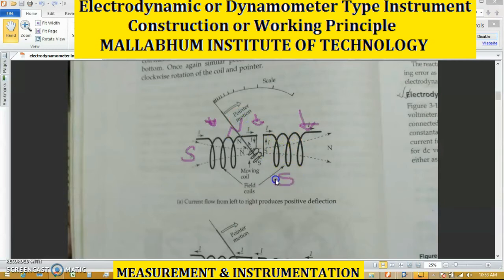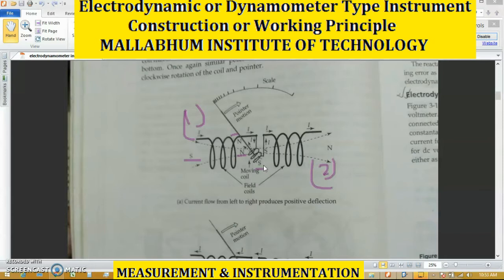But as soon as this arrangement is created, as the current direction in the moving coil is opposite, the moving coil produces north and south poles like that. So this is south, this is north for coil 1, and this is south, this is north for coil 2. This is the moving coil, this is the magnetic coil, and this is the moving coil. In the moving coil, this is the north pole and this is the south pole.